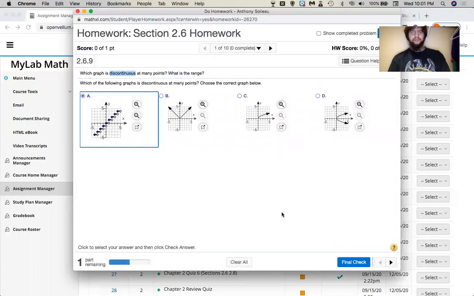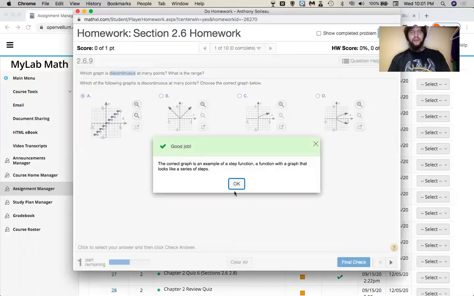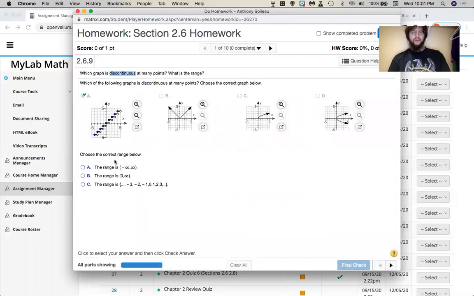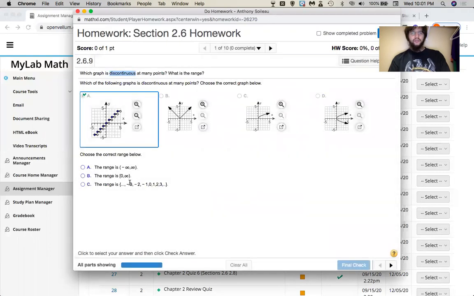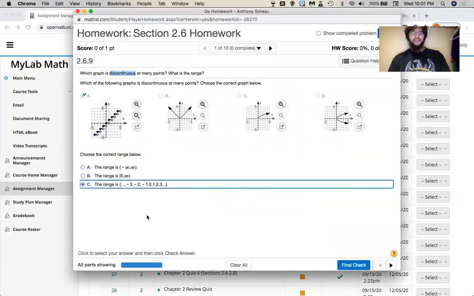So A. Now it asks for the range. Well, it gives you multiple choice, thank goodness. Is it all real numbers? Well, look at it, is it? No, it doesn't include anything between the integers. It's just the integers. The integers is my range. So which one of these says the integers? This one says the integers.